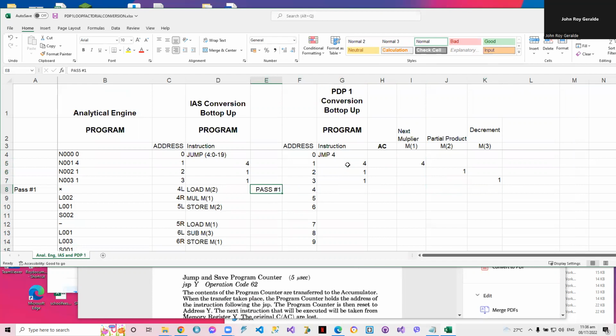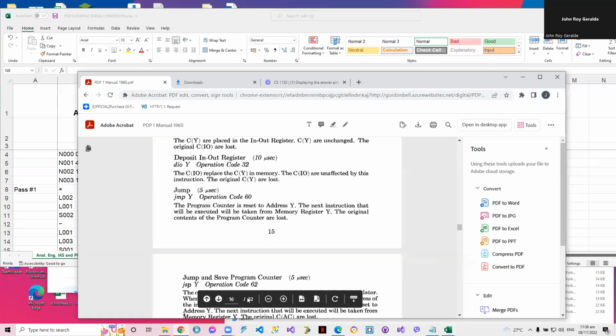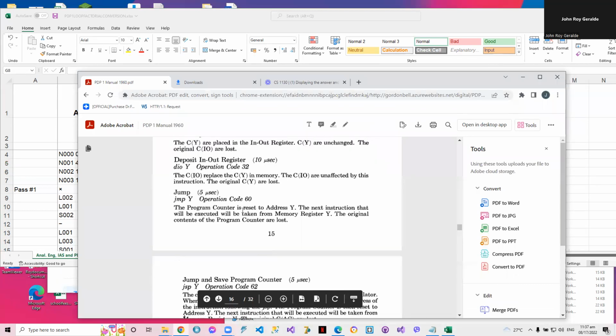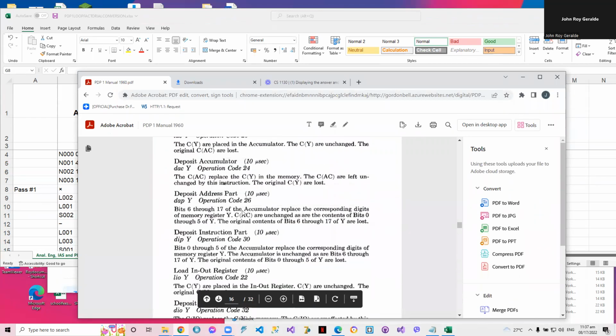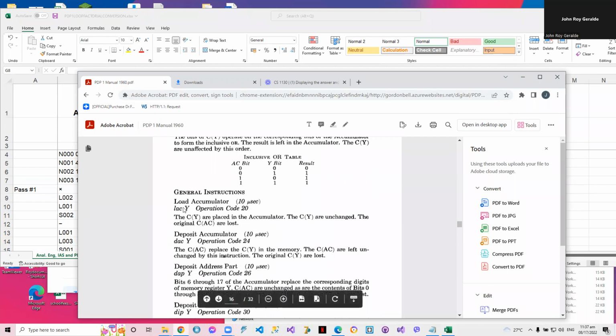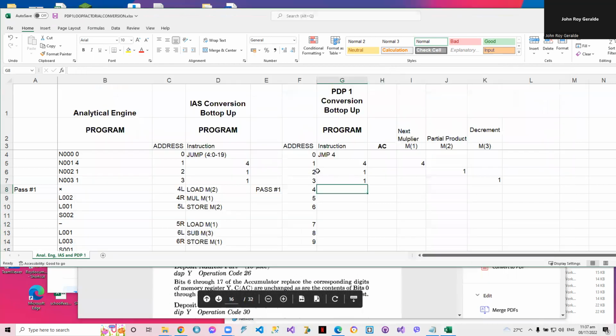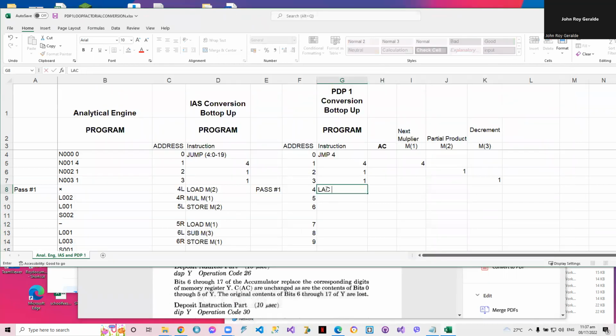Now this will be the head of our loop. So we'll translate load M2. What is load M2? Let's look for that. Load is LAC. So we have LAC. I hope you follow. So when we say LAC 2, the accumulator will now have the content of M of 2, which is 1.